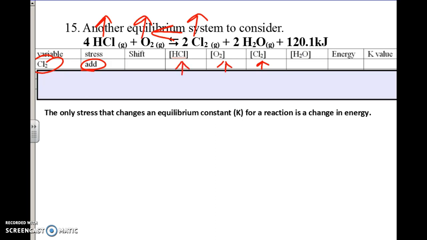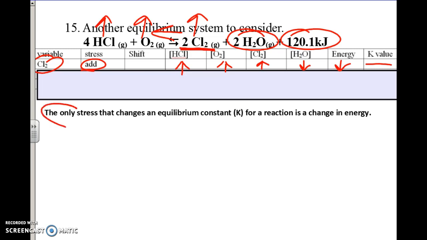Has to. This chlorine gas, we can only get rid of it if we combine it with this water and with this energy. So the amount of water would go down, the amount of energy would go down, and our K value, like we said before, the only thing that will affect our K value is going to be a temperature change, and that's not going to occur here. And so our K value stays the same. Or we could write no change in that box.